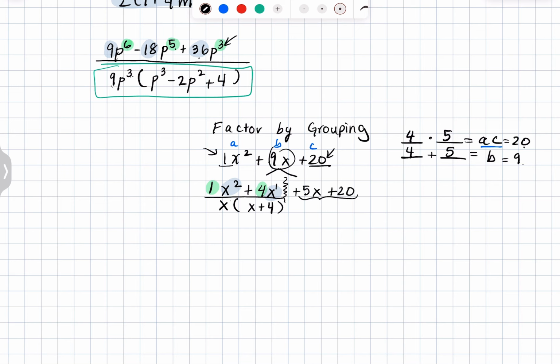Look at our coefficients first, which is 5 and 20. So the greatest common factor is 5. Draw your division symbol. 5 divided by 5 is 1. X comes down plus 4.